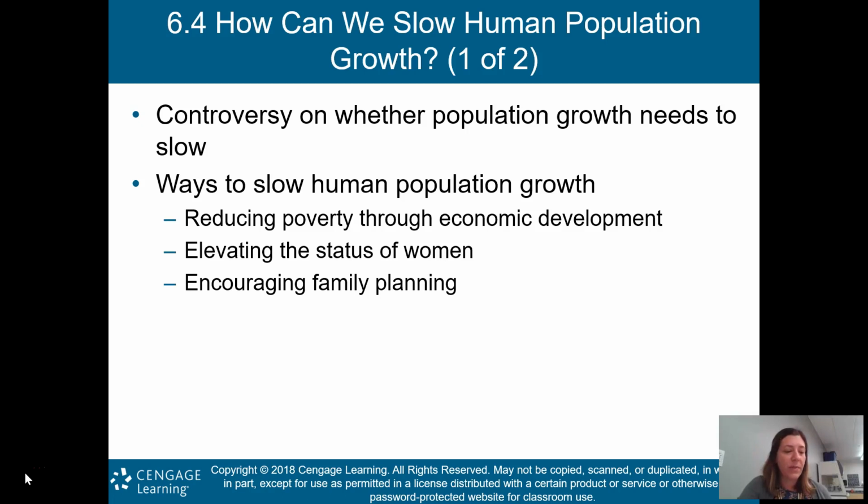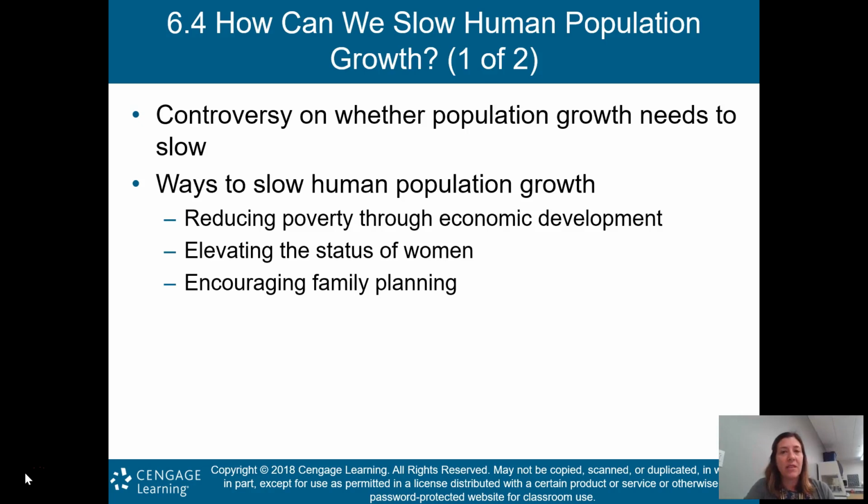So we, of course, have been talking about human population, and even though we can see that some countries are declining in their population, overall, of course, the world population is growing, and it is still growing very rapidly. So the whole idea of this section of the chapter is how can we slow population growth?